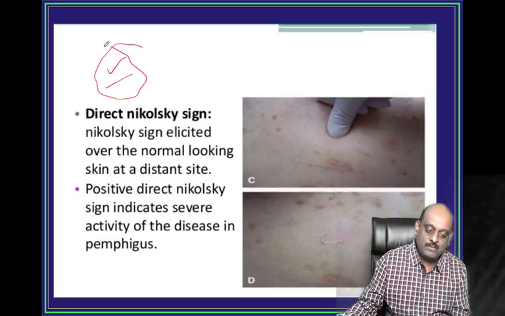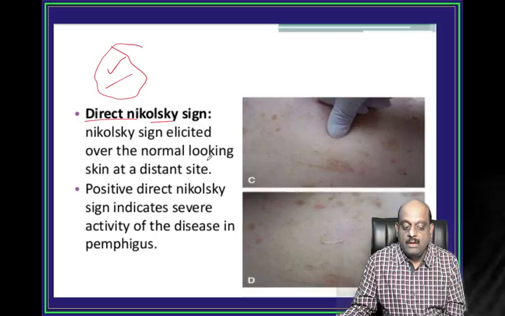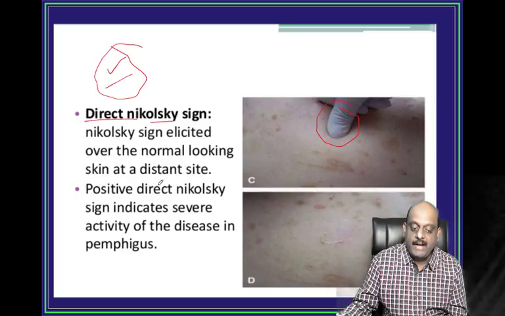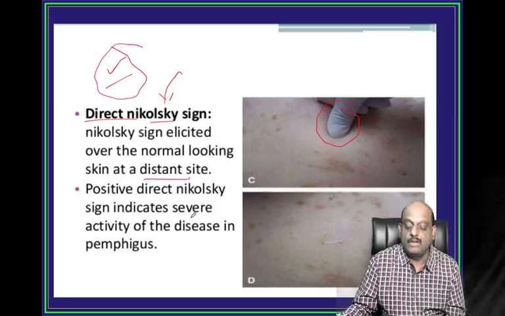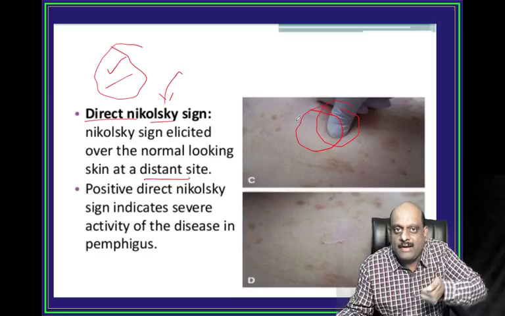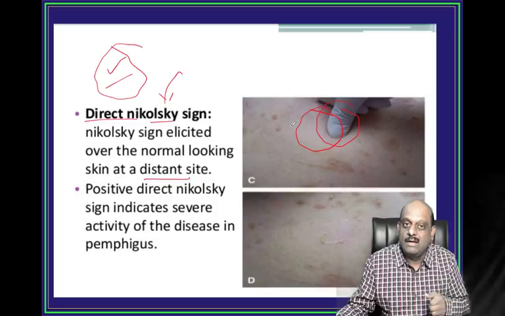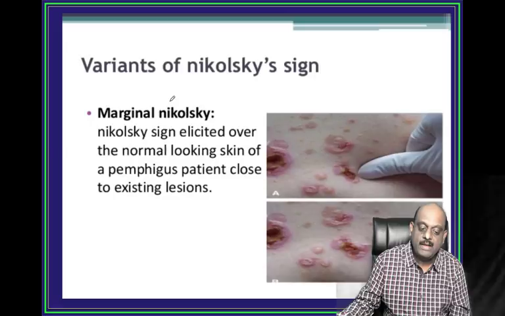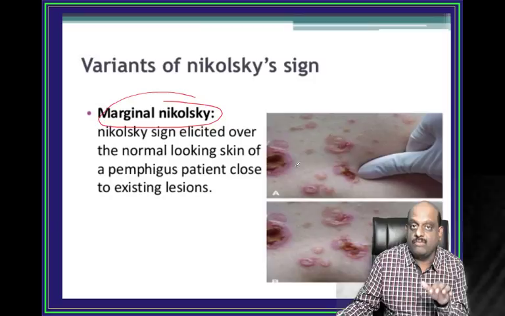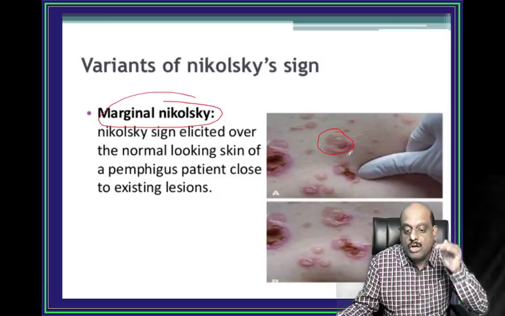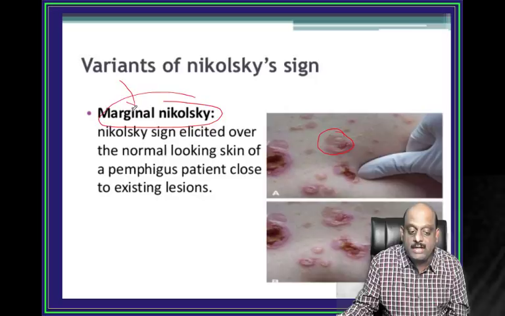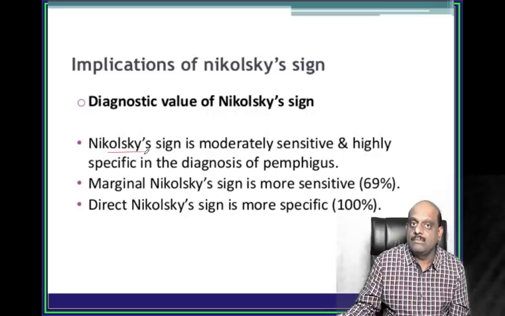Okay. Now, direct Nikolsky sign. Typically, on normally appearing skin, at a very distant site, you are applying direct Nikolsky. Even on normally looking skin, if you apply pressure and it leads to lateral extension of the blister, that means it is a very severe activity of pemphigus. Now, if you do the same closer to a blistered area, on the normal skin only, but closer to an already existing blister, that's called marginal Nikolsky sign. So Nikolsky is moderately sensitive and highly specific for the diagnosis of pemphigus.